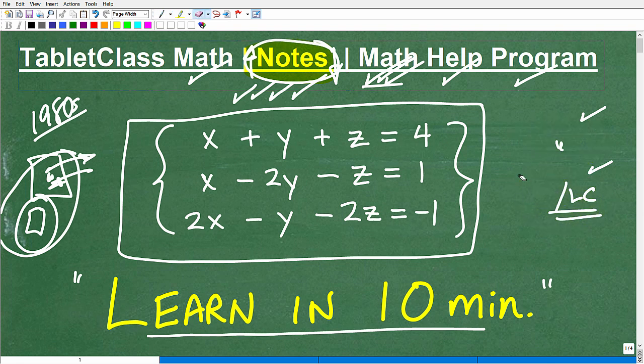Now, there's other techniques, by the way, to solve three variable systems. We're not going to get into those, and you're going to need to know those techniques as well. But this one here that I just showed you how to do, you can always depend upon it. It's a great technique. And again, hopefully this little video has helped you out.